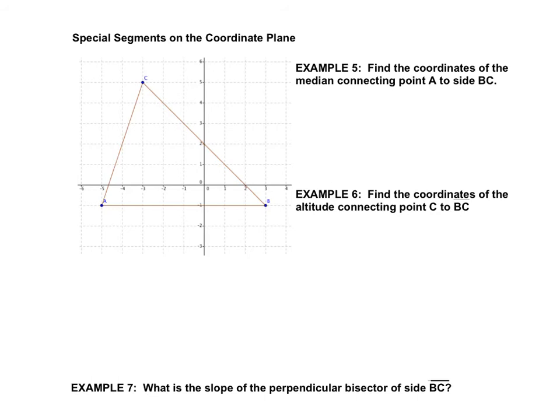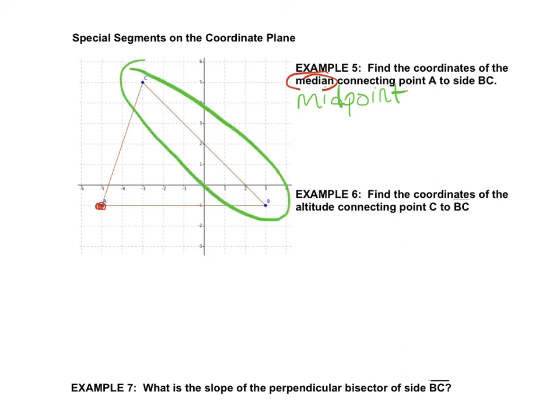Okay, so in examples 5, 6, and 7, we're dealing with this triangle. I'm looking at finding the coordinates of the median connecting point A to side BC. I have to remember what being a median means. Being a median means I am connected to the midpoint of the side that's opposite that vertex. So I need to find the midpoint of segment BC.